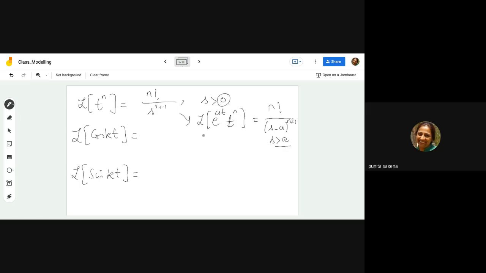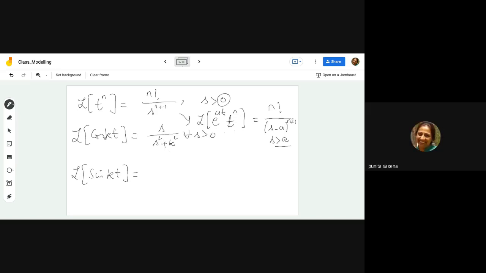Is it okay now? So while solving initial value problems, if you come across terms like 1 upon s minus a to the power something, then the inverse Laplace is going to be something like e to the power at t^n. Is this clear? Similarly, what is the Laplace of cos kt? S upon s square plus k square. And again, this was true for every s more than 0.